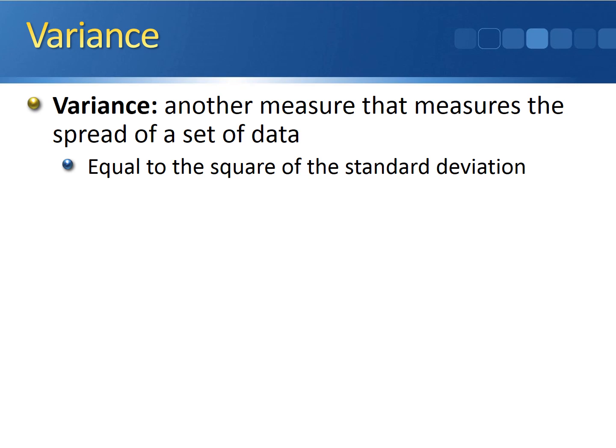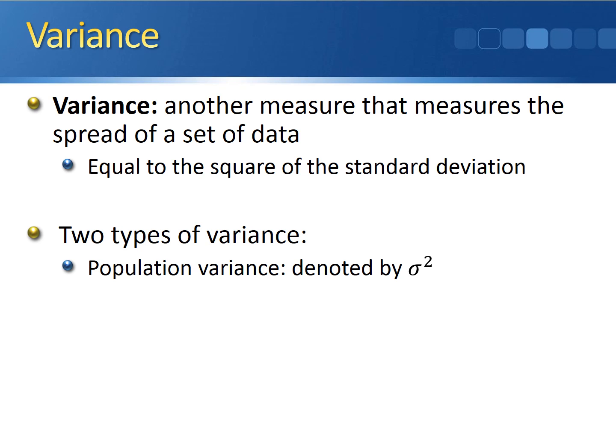Just like the standard deviation, there are 2 types of variances. We have the population variance, which is denoted by sigma squared. This makes sense because the population standard deviation is denoted by sigma. The variance is the standard deviation squared, so the population variance is sigma squared. It should come as no surprise that the sample variance is going to be denoted by s squared.